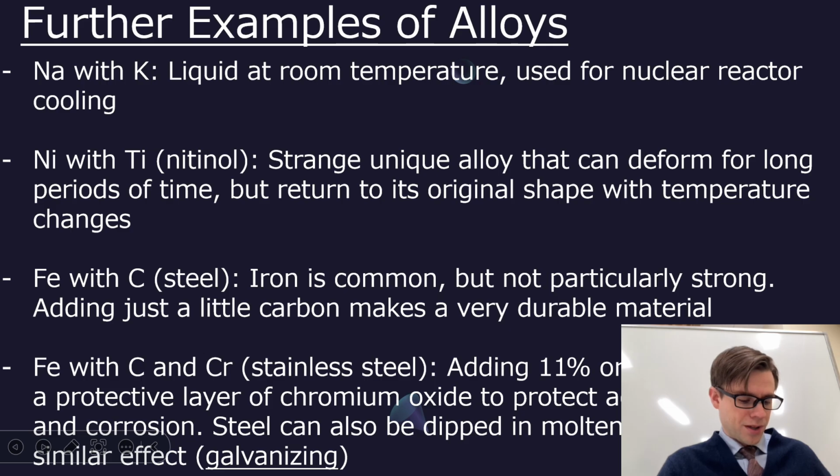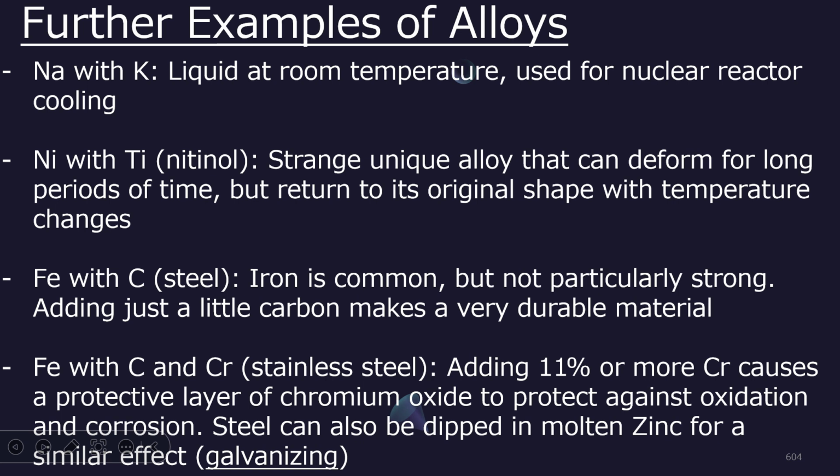Fe with C, iron with carbon, generally what we call steel. So iron is common, but not particularly a strong pure metal. It's quite malleable and weak, I think. But adding just a little carbon makes it very durable and able to resist forces. So iron with carbon and chromium is not just steel, but it's stainless steel, a special kind. Adding 11% or more chromium causes a protective layer of chromium oxide to protect against oxidation and corrosion.